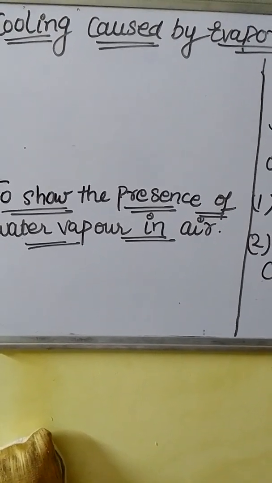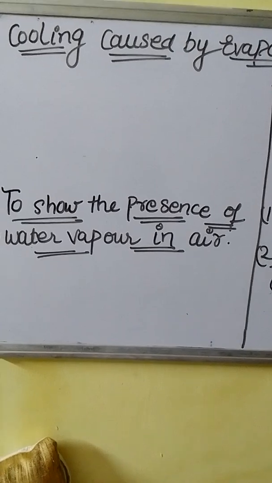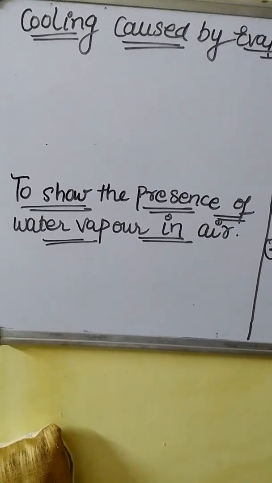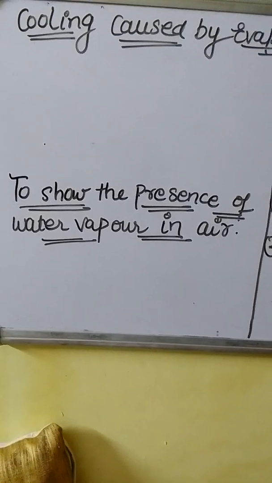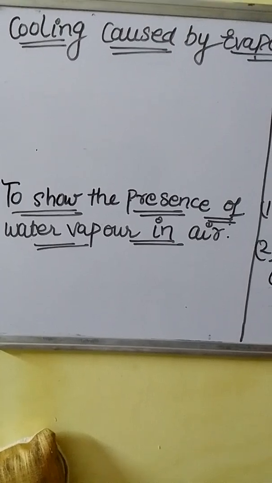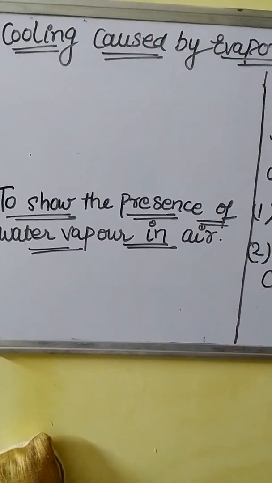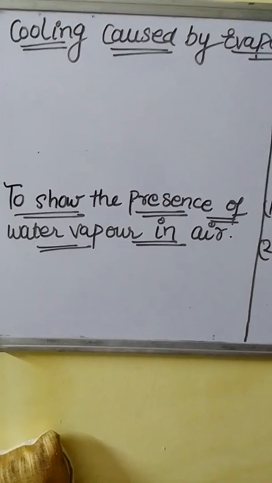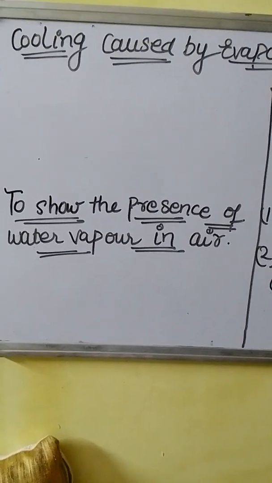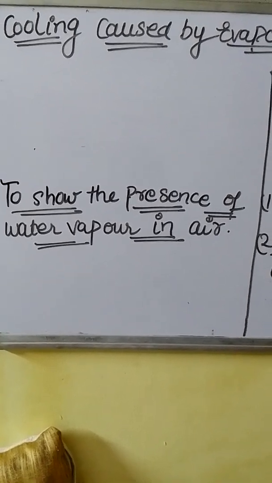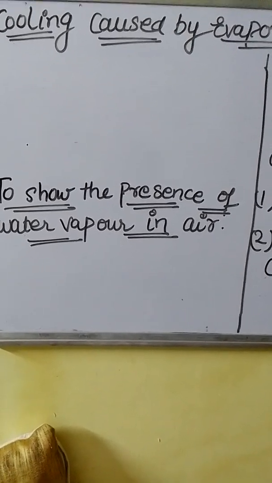Take an example: if we put spirit on the back of our hand and wave it, the spirit evaporates. The spirit takes latent heat, and our hand loses heat and feels cool. Okay, so take another example.